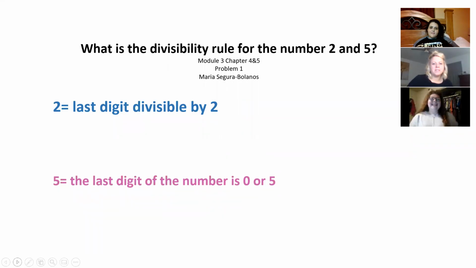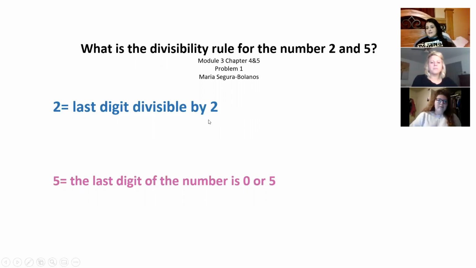Maria, I have a question for you. What is the divisibility rule for the number 2 and 5? Well, Robin, these are actually two of the easier divisibility rules to remember. These are my favorite ones because they're easy. If an integer is divisible by 2, that means that the last digit has to be divisible by 2, or an even number.